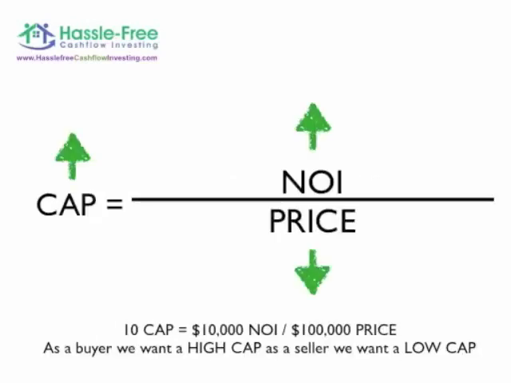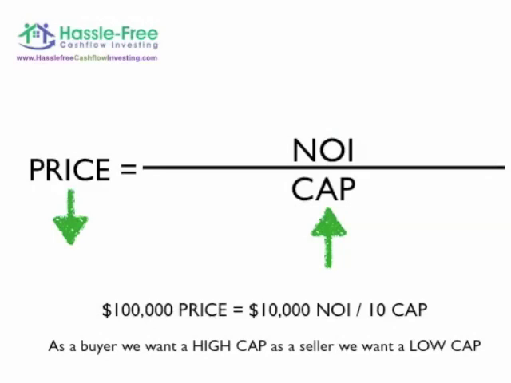So let's look at this formula. If the cap rate goes up, then the price goes down. So as a buyer, we want a high cap rate, right? We want to pay less to get that income stream. As a seller, obviously you want the flip. You want low cap rates and high prices. And so cap rate and price move in inverse directions, assuming that the net operating income stays the same. So in this particular slide, if the price goes down and the net operating income stays the same, then the cap rate goes up. As a buyer, we want high cap rates. As a seller, we want low cap rates.